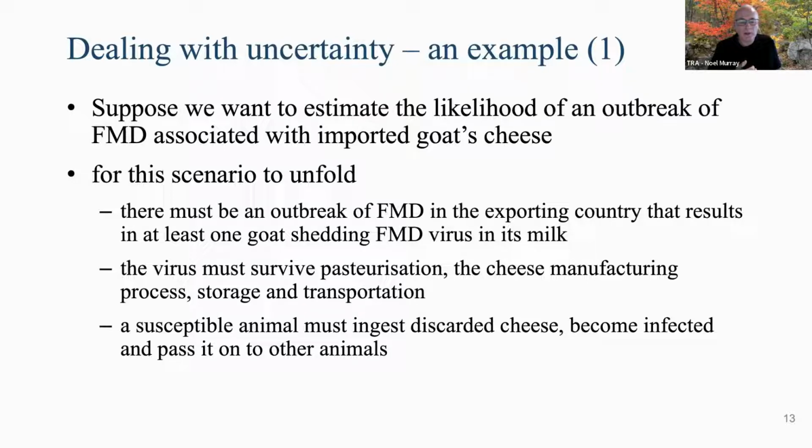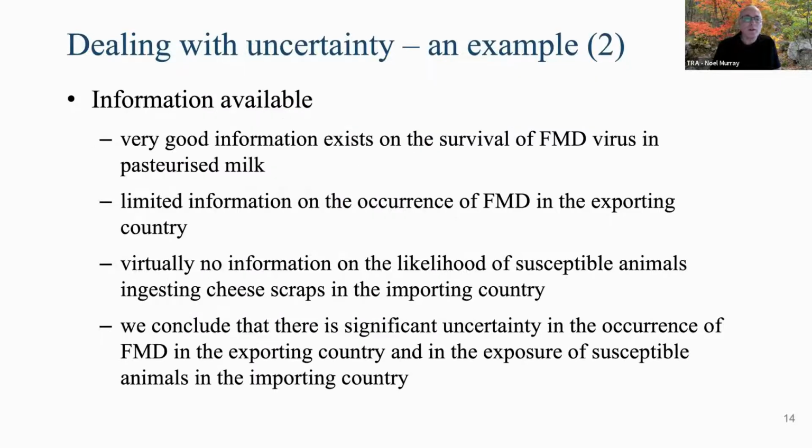And then a susceptible animal must ingest discarded cheese, become infected, and pass it on to other animals in the importing country. So what sort of information might we have available? Well, let's suppose there's very good information on the survival of the virus in pasteurized milk. There's limited information on the occurrence of FMD in the exporting country. And perhaps there's virtually no information on the likelihood of susceptible animals ingesting cheese scraps in the importing country.